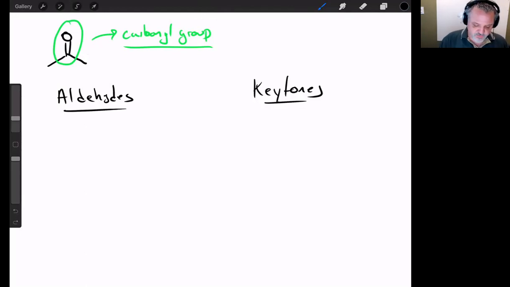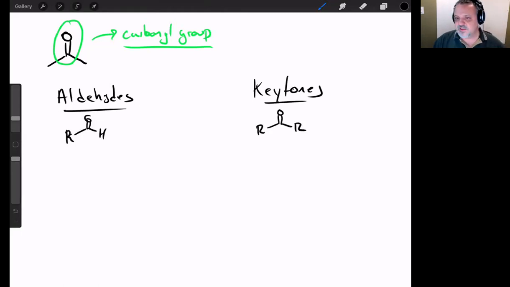What is an aldehyde? An aldehyde is where the carbonyl group is at the end of a carbon chain, and a ketone is where the carbonyl group is sandwiched in a carbon chain. So the aldehyde has to have a hydrogen attached to one side, and the ketone has to have carbons attached on both sides.